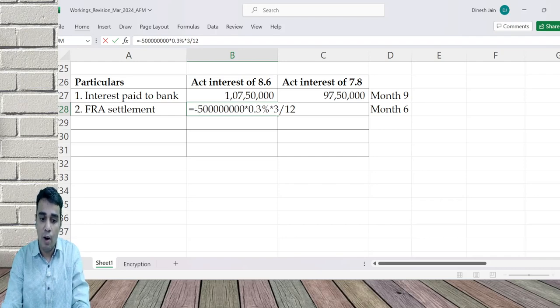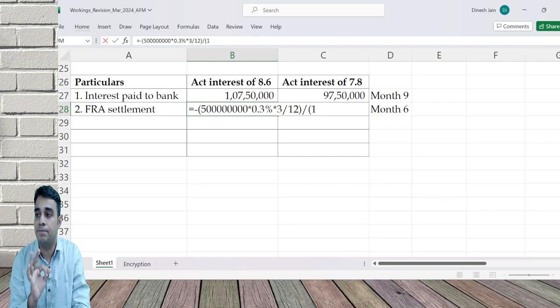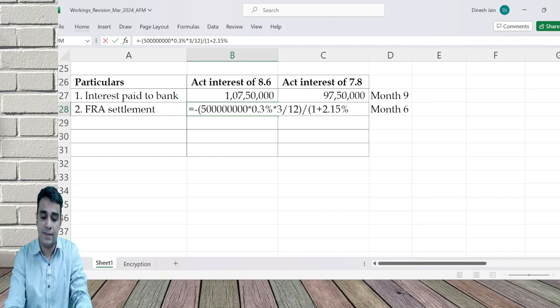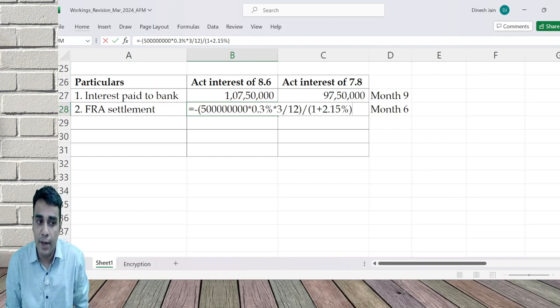This amount will be discounted by the actual interest rate. What is the actual interest rate? 8.6. What is the actual interest for 3 months? 1 plus 2.15%.